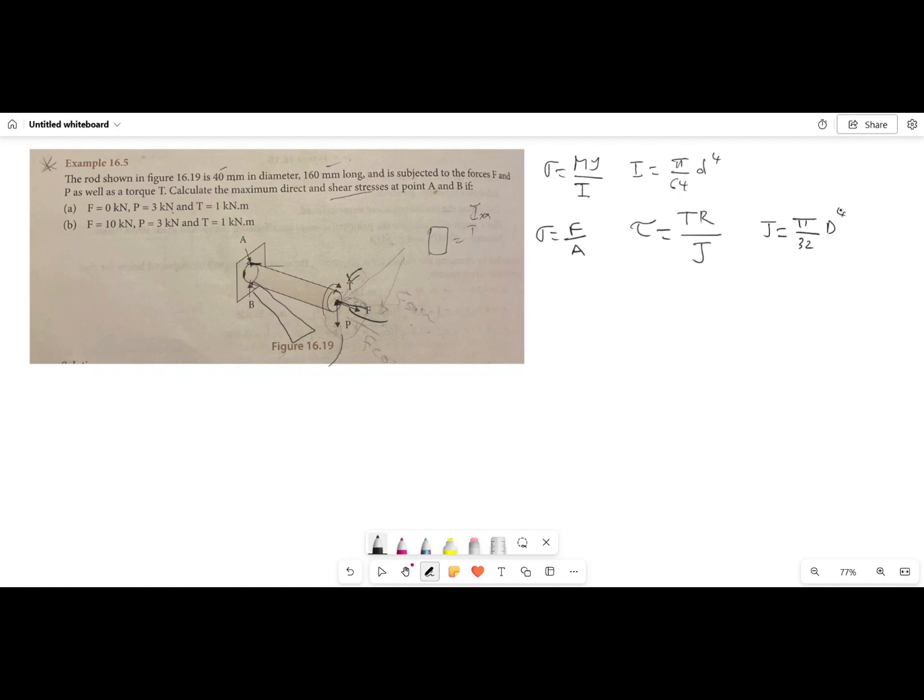Did you say pi over 64 or 32? Pi over 32. Okay. So, my guys, these formulas will be the ones that you will be using throughout this chapter, so we can do these things without thinking.